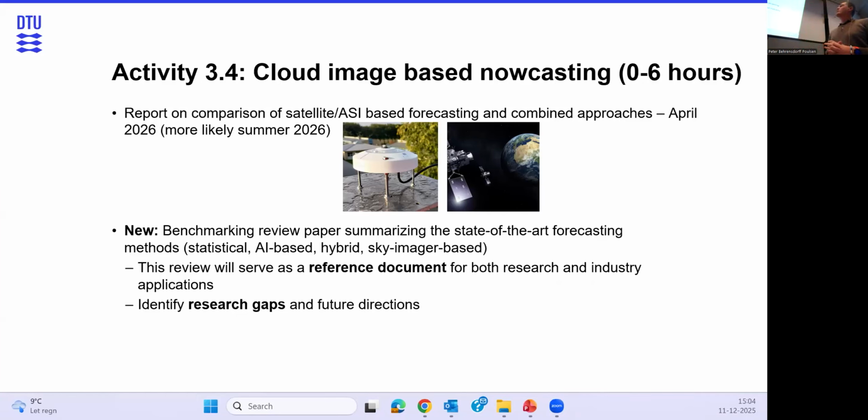And then a new project is starting up: a benchmarking review paper to summarize state-of-the-art forecasting methods, covering statistical methods, machine learning based methods, and blended techniques. The intention is that this review can be a reference document that people can use for a long time to see, okay, at this point in time, what was the state of the art? It should be for both researchers and industry. The task's main function is to figure out what the gaps are and what we need to intensify research on to improve these techniques.